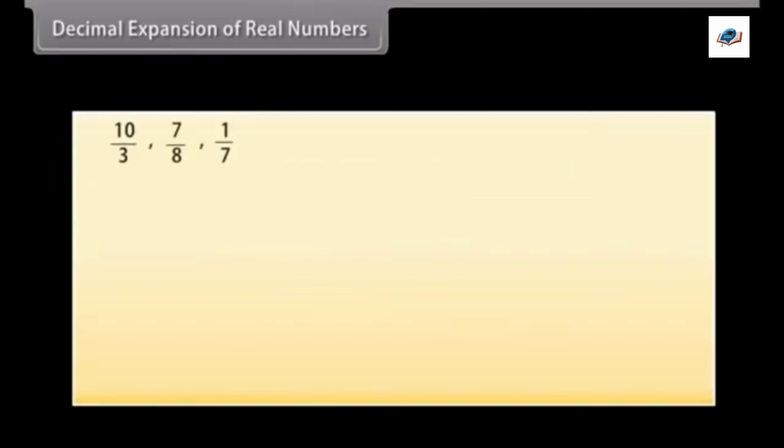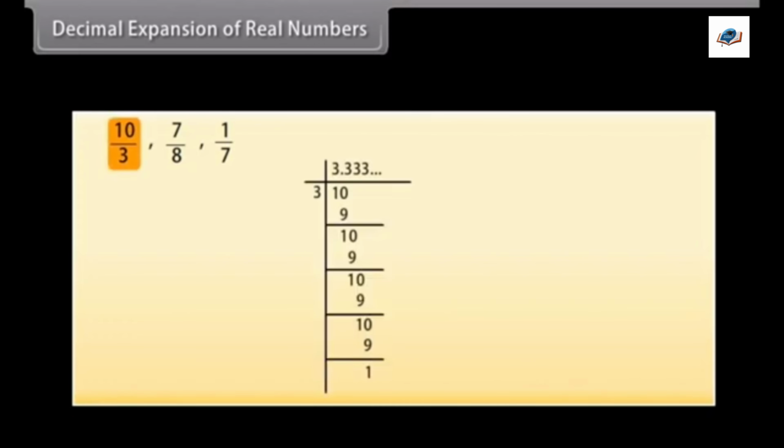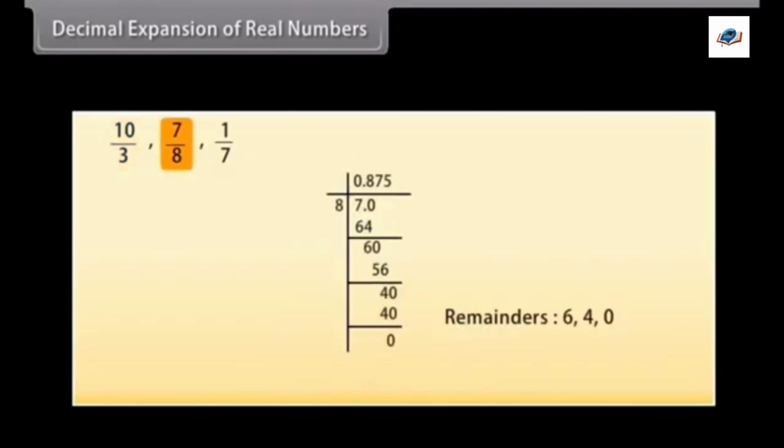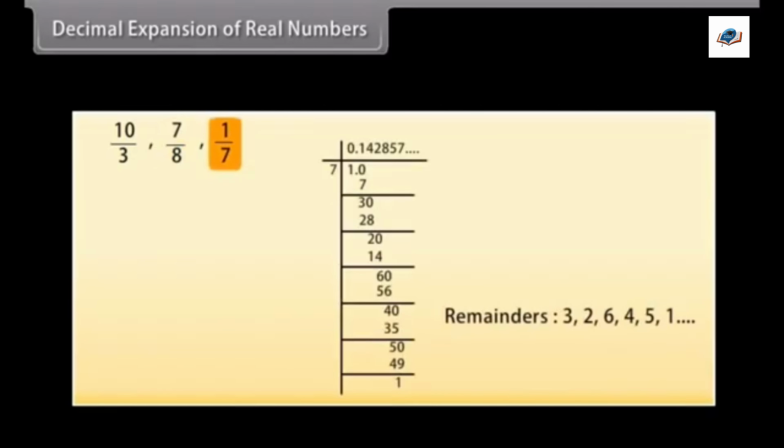Let us first take rational numbers. We will find the decimal expansion of these three numbers. Here we can see that on decimal expansion of 10 by 3, we get remainder 1, 1, 1, 1, 1. Similarly, the decimal expansion of 7 by 8 gives remainder 6, 4, 0. And the remainders of 1 by 7 are 3, 2, 6, 4, 5, 1.